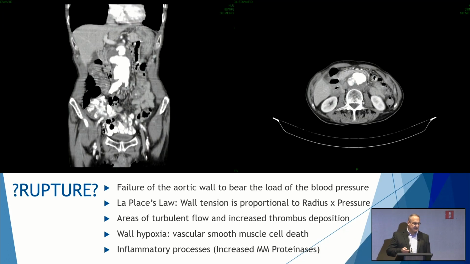Why do aneurysms rupture? It's essentially failure of the aortic wall to bear the load of the blood pressure. It's as simple as that. We go back to Laplace's law, which is wall tension is proportional to radius times pressure. As that increases, wall tension increases. There are areas of turbulent flow and areas of increased thrombus deposition that create a weakness in the aortic wall. Some think that it's due to wall hypoxia, vascular smooth muscle cell death, and inflammatory processes.